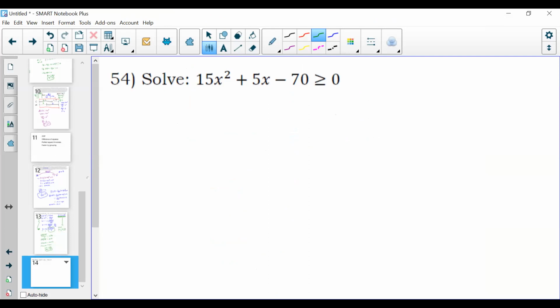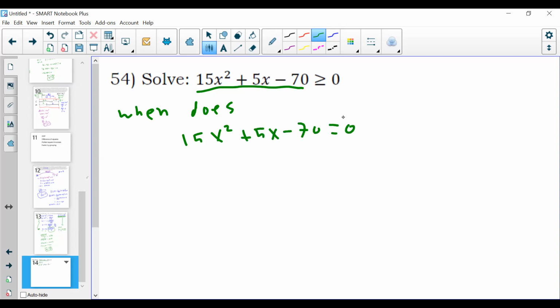And once you have the inequality with a 0 on one side, I want to figure out what this factors into, or what my x solutions are that make 15x squared plus 5x minus 70 equal 0. I want to know when 15x squared plus 5x minus 70 equals 0, because when I know when this equals 0, I can figure out the values where it's greater than 0 or less than 0. So once you figure out what is equal to 0, figuring out what is greater than it is pretty easy. So that's what we're going to do first.